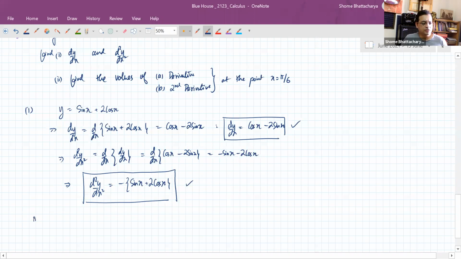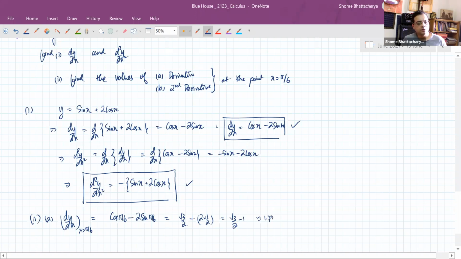Now the second part, I have to just find the value. So I want to find dy by dx firstly at x equal to pi by 6. So that will be cos pi by 6 minus 2 sin pi by 6. Okay. So cos pi by 6 is root 3 by 2, as you all know, and sin pi by 6 is half. So it will become root 3 by 2 minus 1, approximately 1.73 by 2 minus 1, whatever.